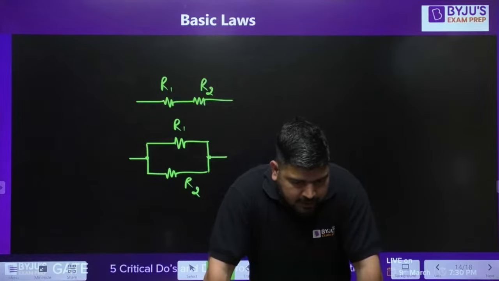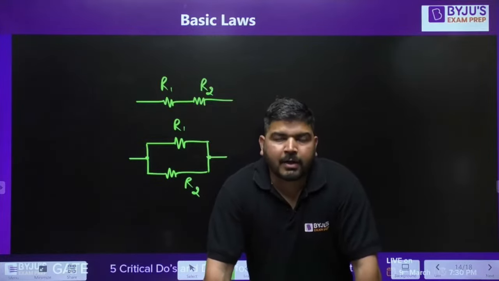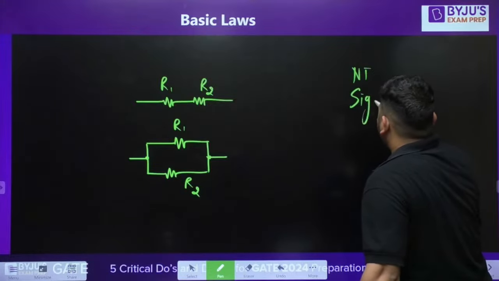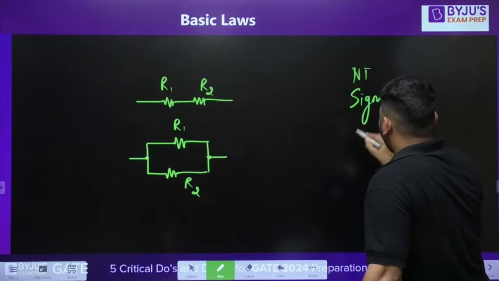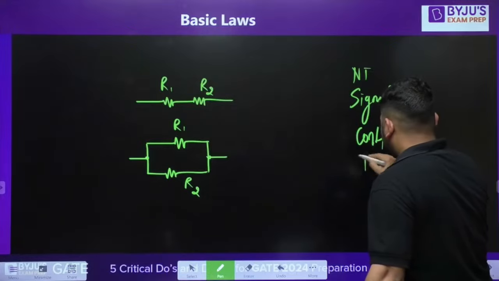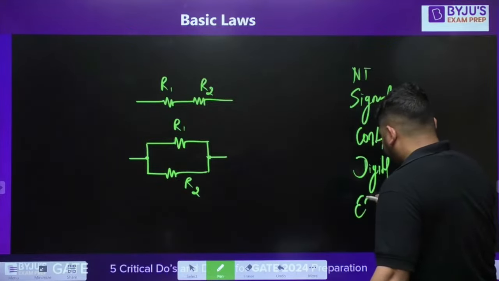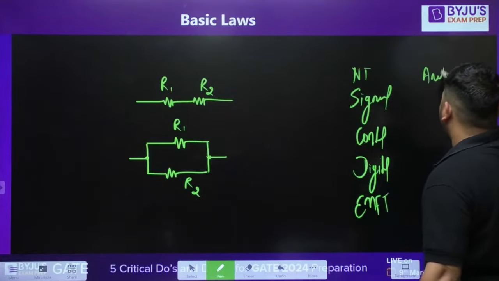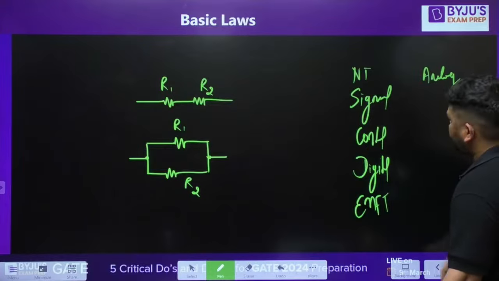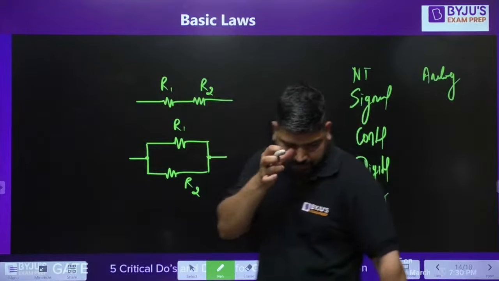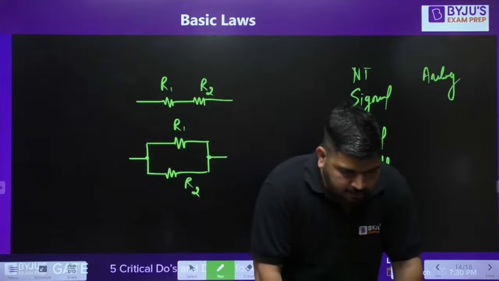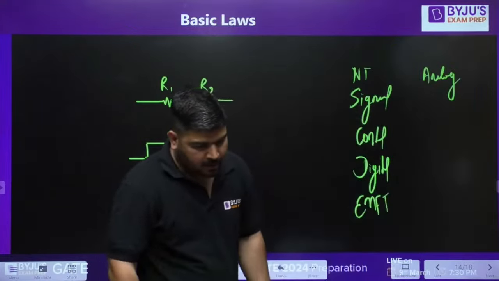Sir, sequence of electrical subjects to be covered, tell me. Network, then signal. Then control. Then digital. Then EMFT. And after that, you can start with analog. So this is the sequence that you need to follow. After that, you can start with the core subjects.